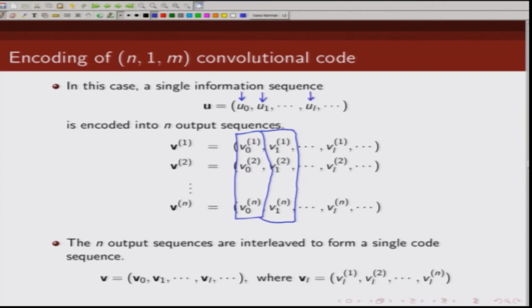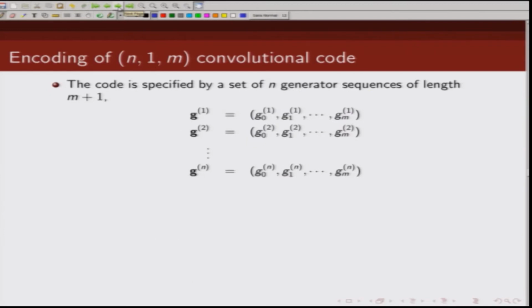Corresponding to u_l, my output is this; it's an n-bit output. So I write the output as v0, v1, v2, ..., v_l, where this v_l is an n-bit vector. Now, how do we generate these n-bit vectors from this one input?